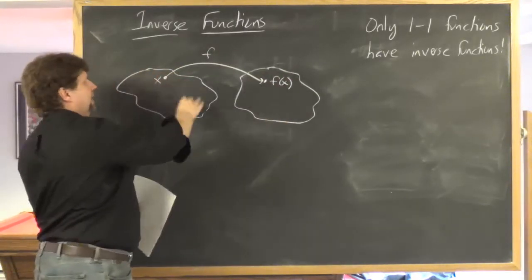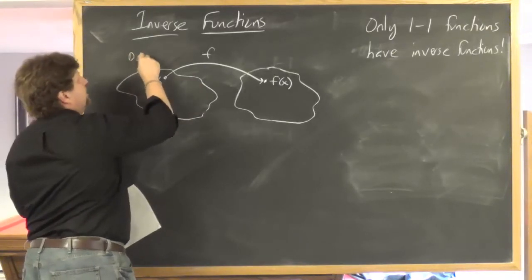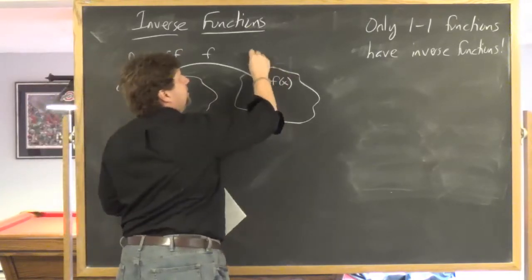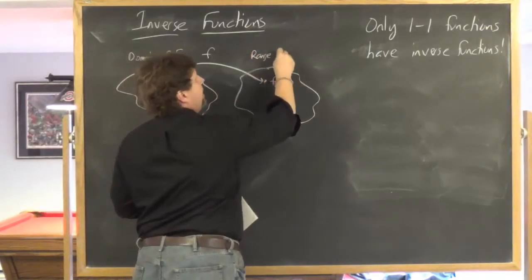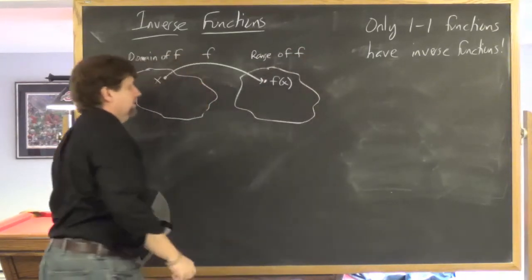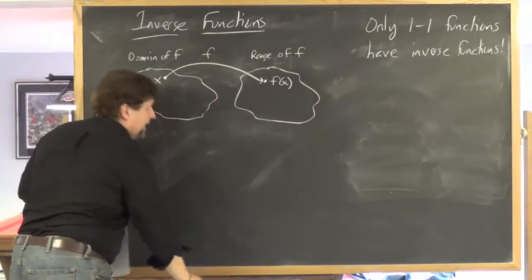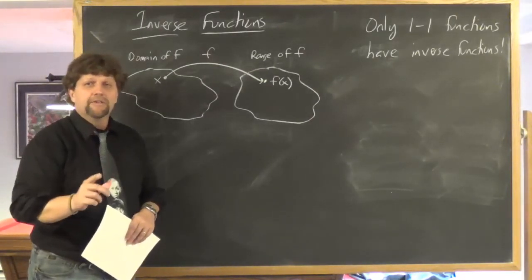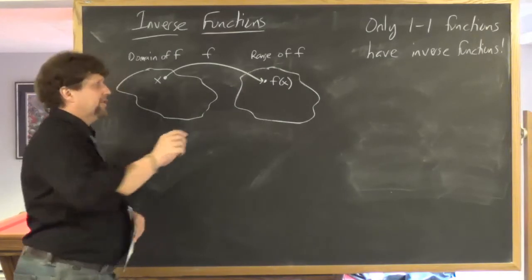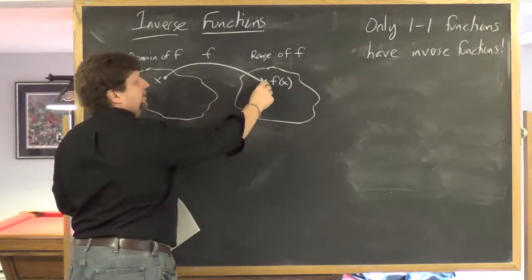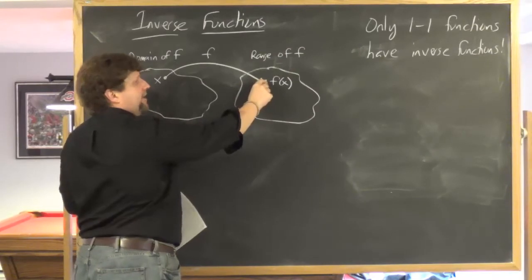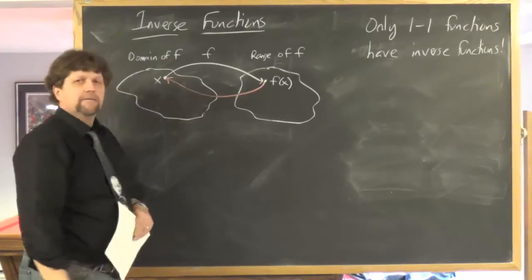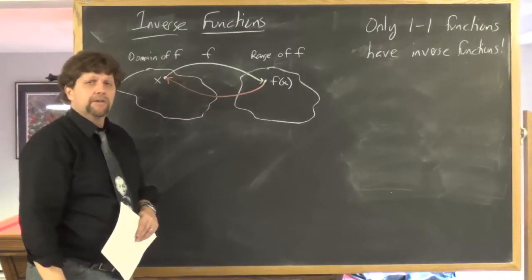Keep in mind that this blob is representing the domain of the function f, and this blob, remember, is representing the range of the function. Okay, here's what an inverse function will do. Remember, only one-to-one functions have inverse functions. An inverse function will take this value, whatever that f of x value is, and it's going to send you right back to where you started. That's what the inverse function will do.